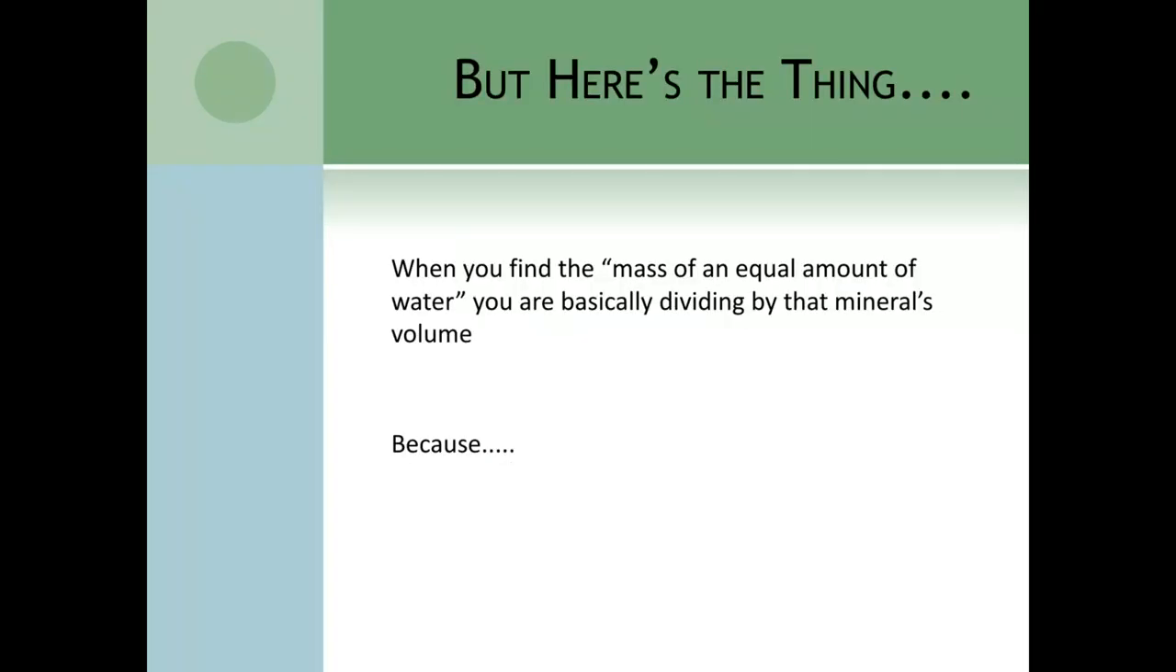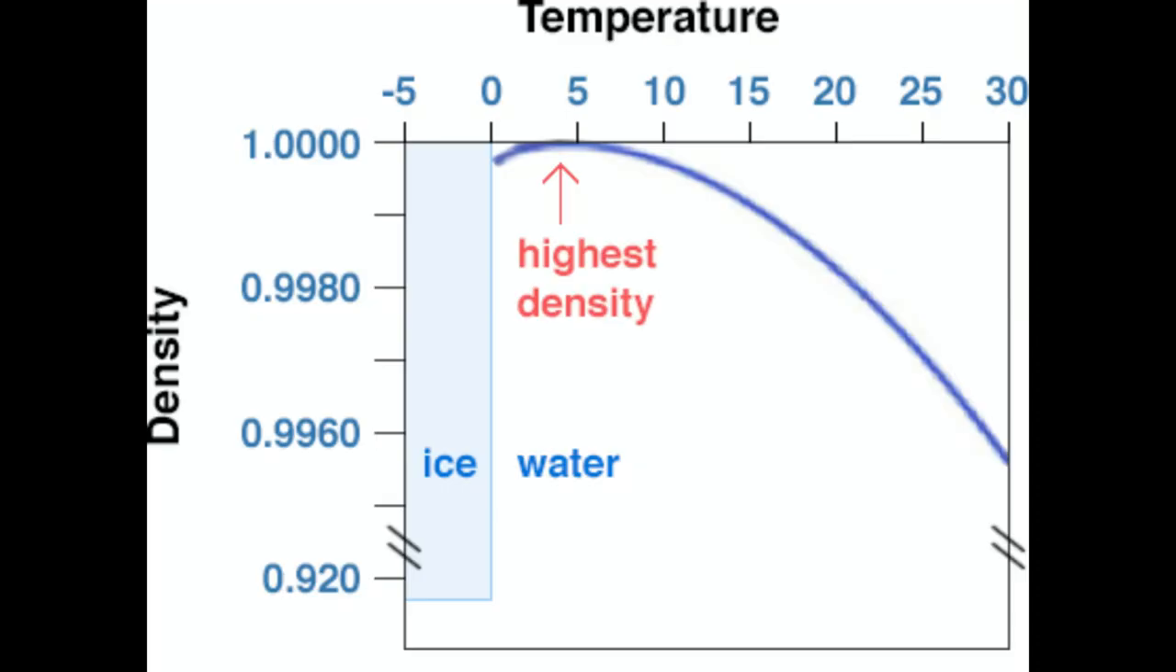But here's the thing. When you are finding the mass of an equal amount of water, you are basically dividing by that mineral's volume. And that's because you're comparing it to water. And water has a density pretty darn close to 1. I think it gets as far as 0.999999998 or something like that. It doesn't quite get to 1. But even at higher temperatures, it's still 0.996. So essentially, you're really close to dividing by 1.